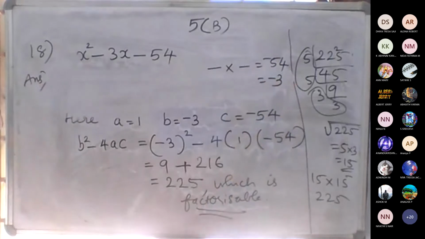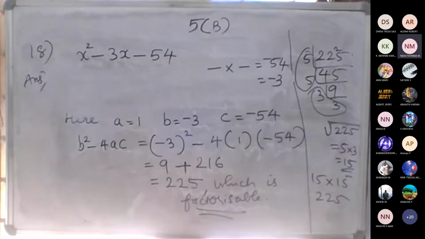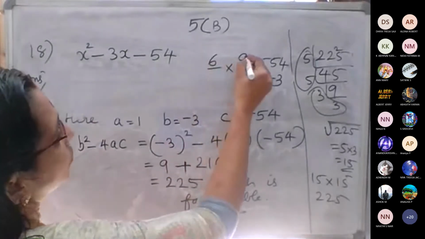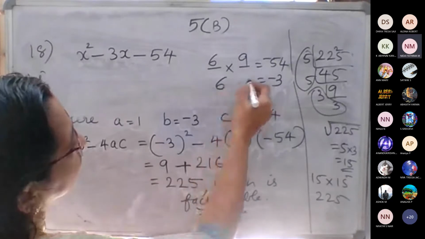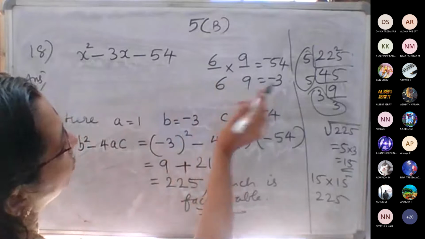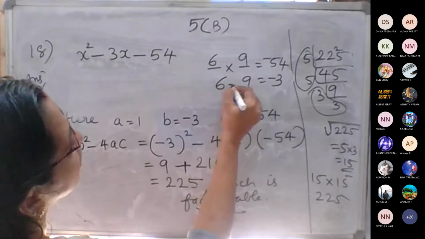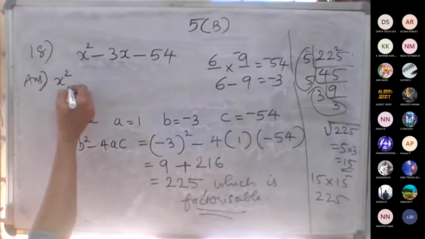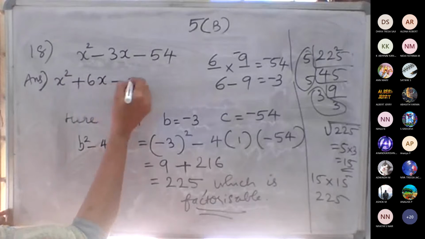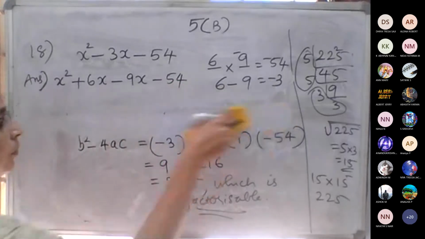So which are the two numbers? 6 and 9. So what I want to write, negative or positive? Positive 6 and negative 9. Okay. So x square plus 6x minus 9x minus 54.